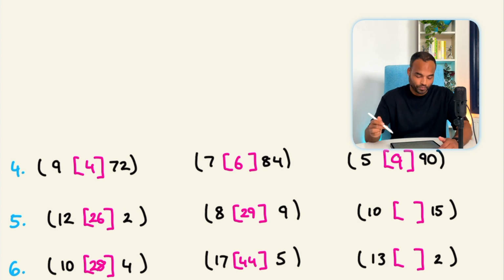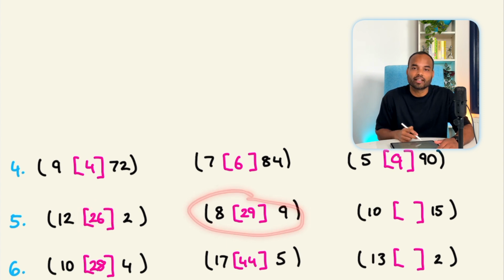Question 5. 2 numbers outside, 12 and 2. We've got 26 in the middle. How can we get 12 and 2? Well, if I do 12 multiplied by 2, that gives me 24. 24 plus 2 gives me 26.